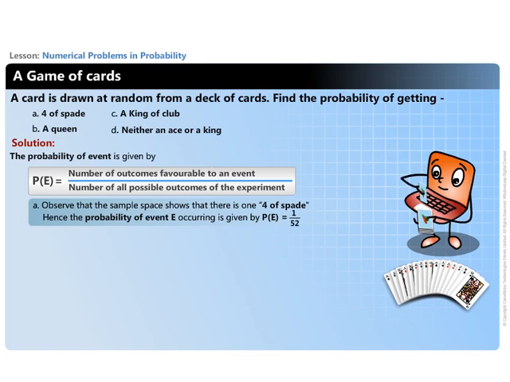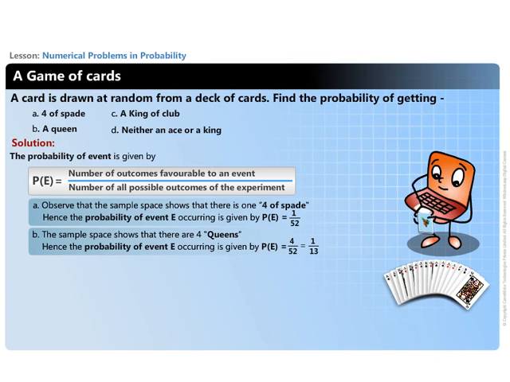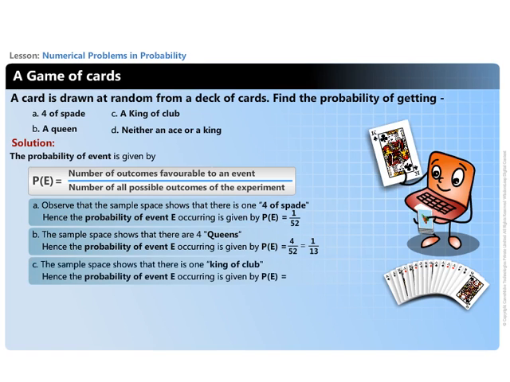YB shuffles the cards and draws a queen card. The sample space shows that there are 4 queens. Hence, the probability of event E occurring is P(E) = 4/52, which is equal to 1/13. YB shuffles the cards and draws a card representing the king of club. The sample space shows that there is 1 king of club. Hence, the probability of event E occurring is P(E) = 1/52.